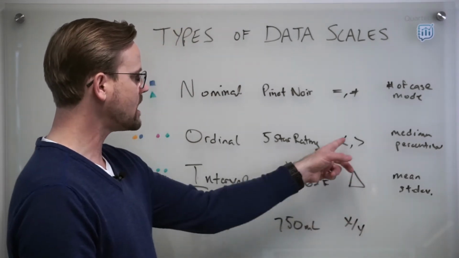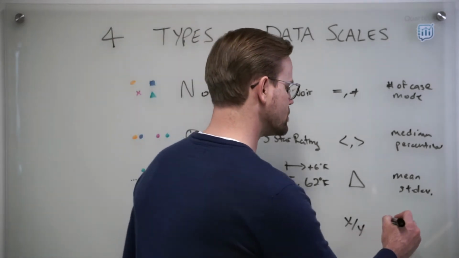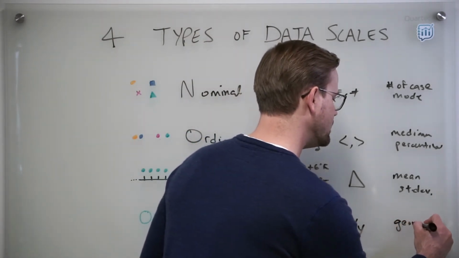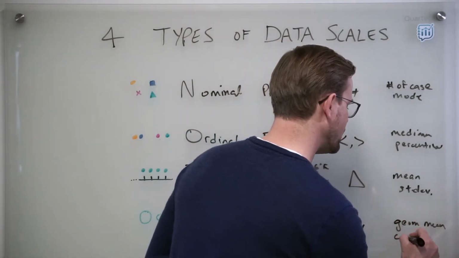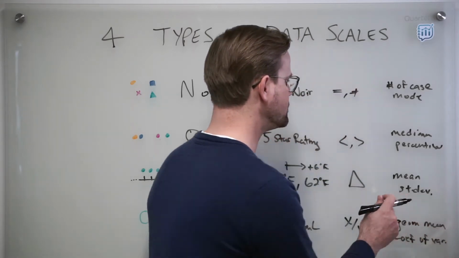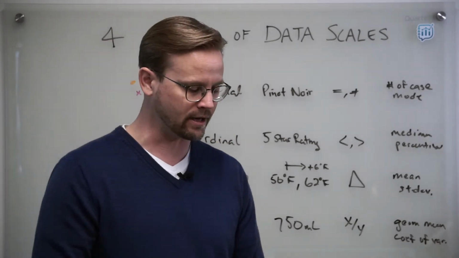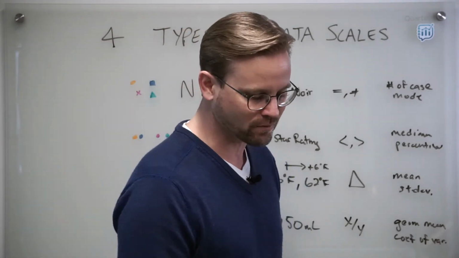Delta is the same, yes, I have greater than or less than, equal to, not equal to, but I also can compute ratios and do things like geometric mean and coefficient of variation. So these are very helpful when it comes to new users, new data workers figuring out how to analyze their data. But remember, this gets to the controversial part.